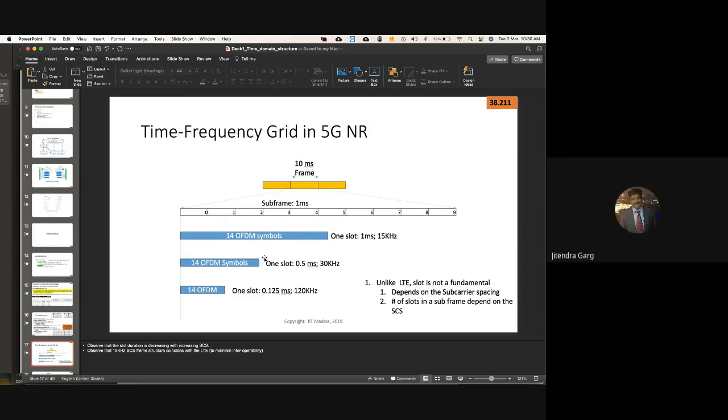Sir, in the case of the 30 kilohertz subcarrier frequency, latency will be around 0.5 millisecond? 0.5 millisecond is a slot. Generally what happens is you have to wait for the entire slot before you decode. I mean, not required, but some part of the slot you have to wait, depending upon where the signals are.